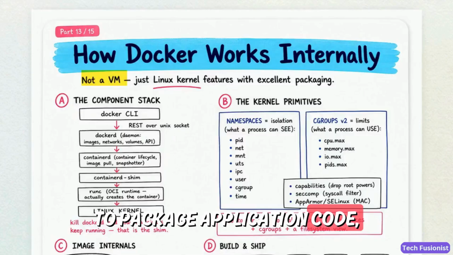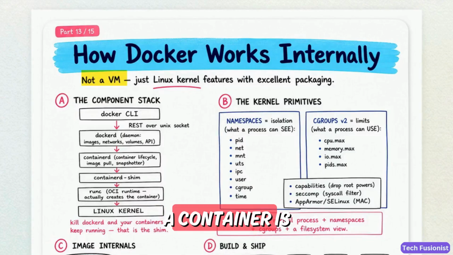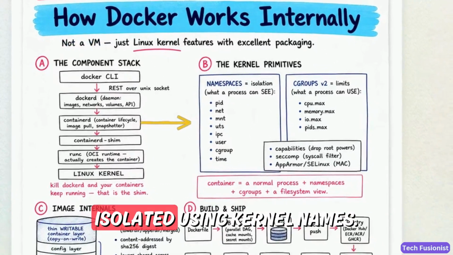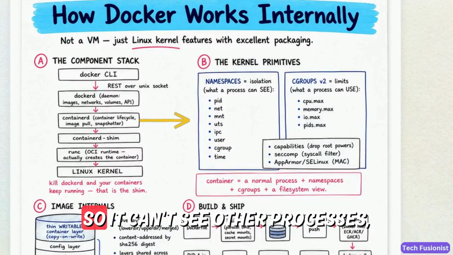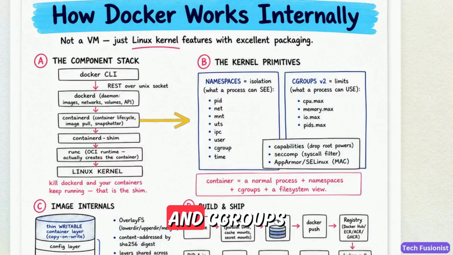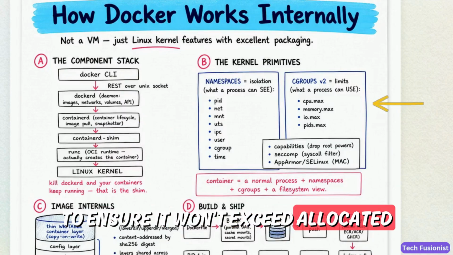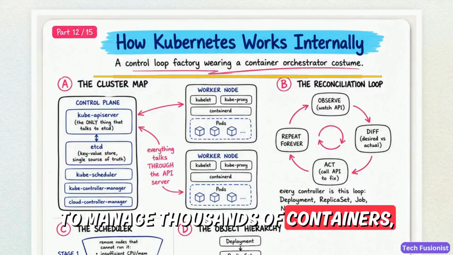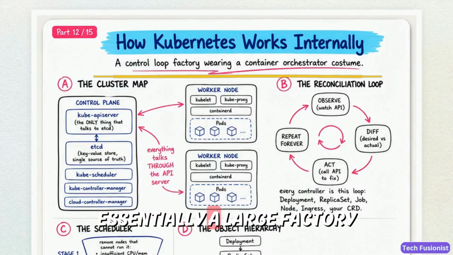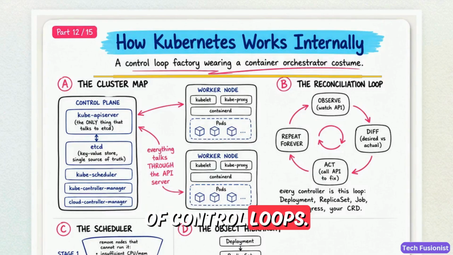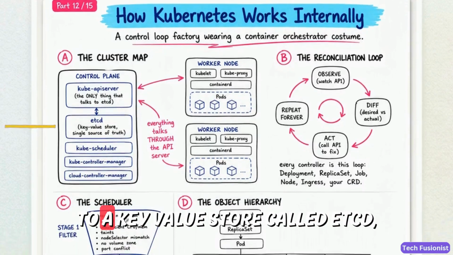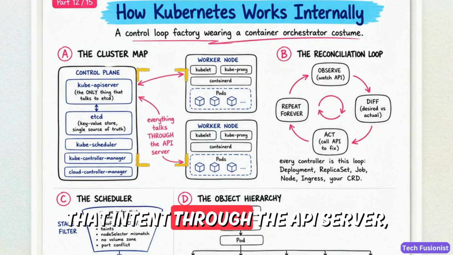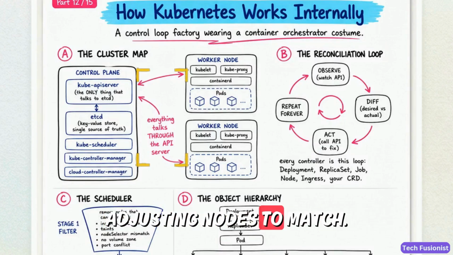To package application code, we use Docker. A container is not a virtual machine. It's a standard Linux process isolated using kernel namespaces so it can't see other processes, and C groups to ensure it won't exceed allocated CPU and memory. To manage thousands of containers, we use Kubernetes, essentially a large factory of control loops. You write your desired state to a key value store called etcd, and controllers read that intent through the API server, adjusting nodes to match.